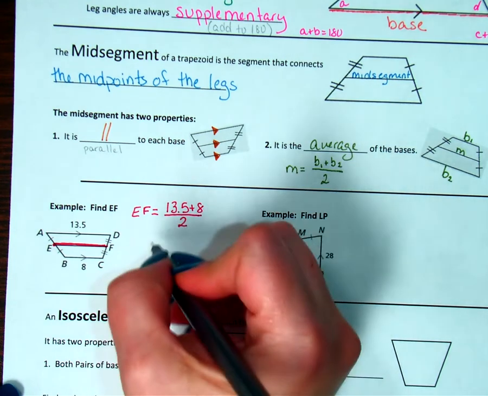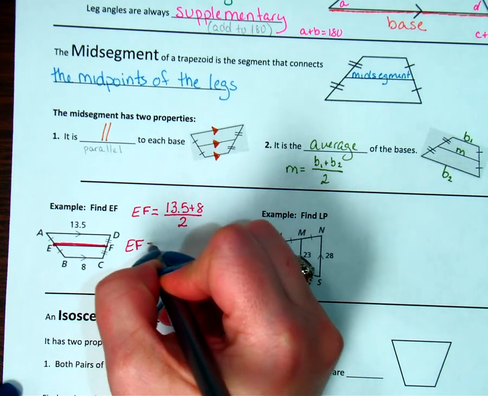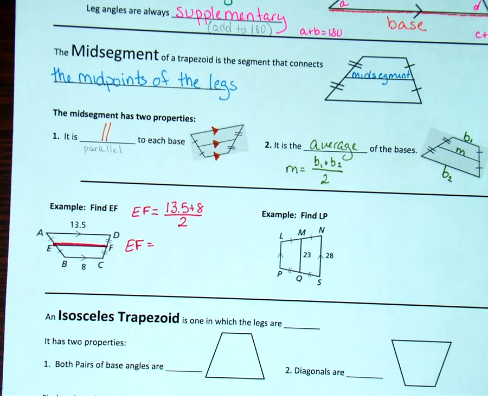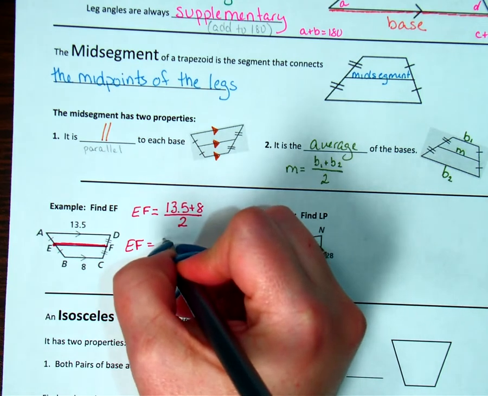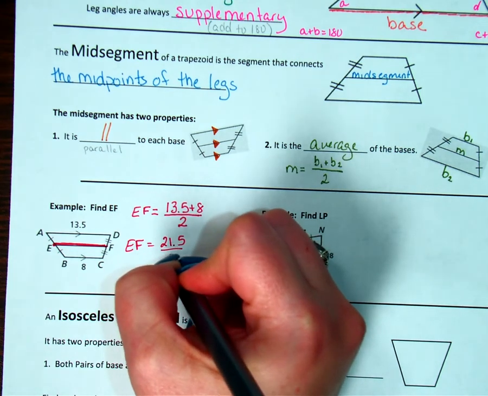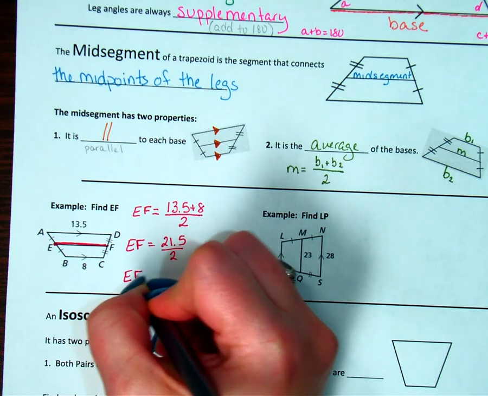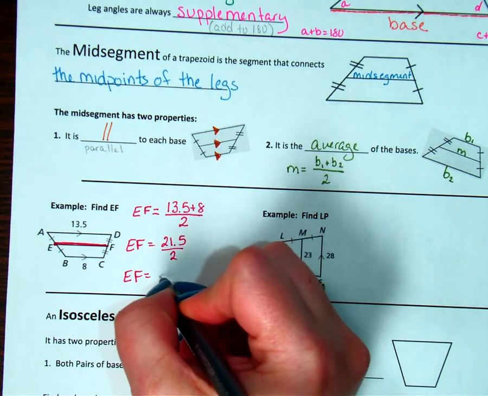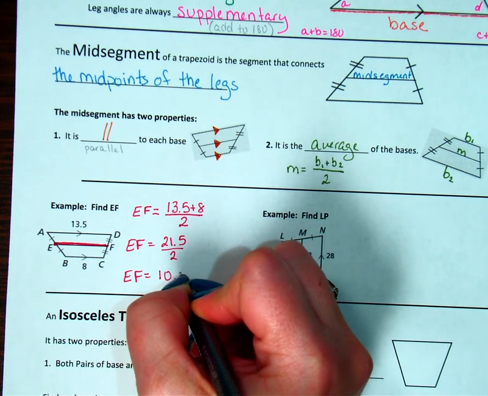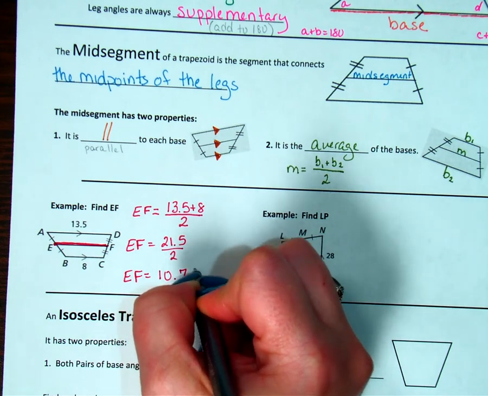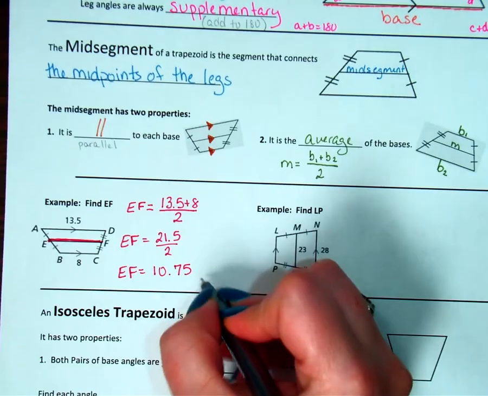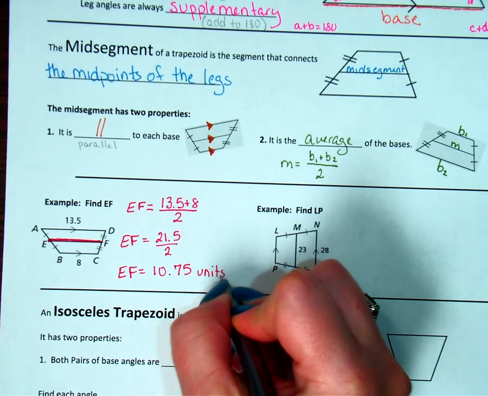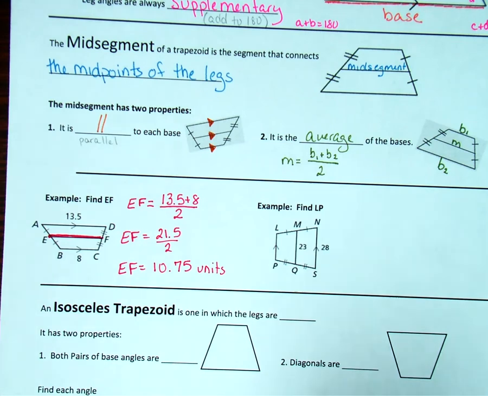So EF is equal to 13.5 plus 8, 21.5, divided by 2. My distance from E to F, 21.5 divided by 2 is 10.75. Okay, I don't know my units. If I want to write some units, I can just say units. And it's not area, so I don't have to worry about putting a square.